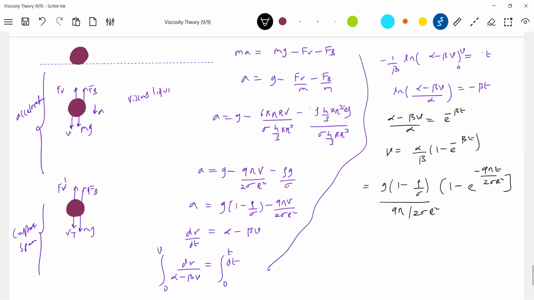So don't get scared, the equation is just of this form. In g the eta will cancel out. So this will be sigma minus rho by sigma, times 2 g r square by 9 eta.